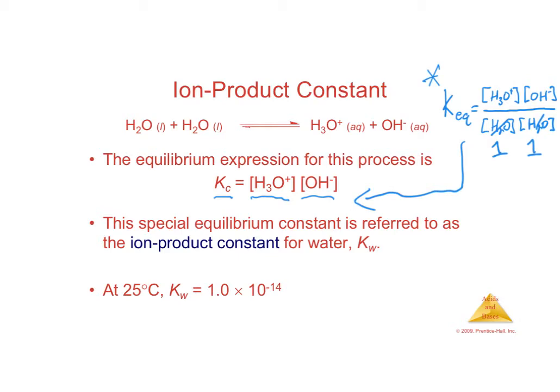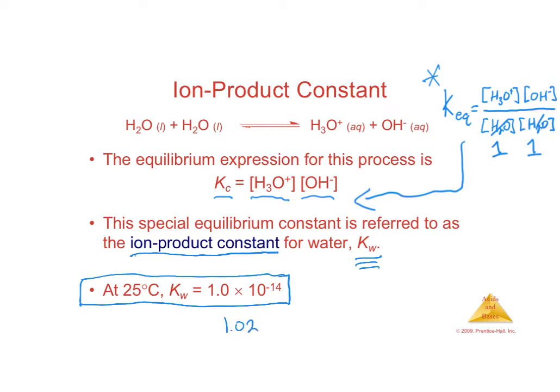And this equilibrium constant, the K for this, gets another special designation, Kw, which we refer to as the ion product constant, or the equilibrium constant for the autoionization of water. Now at 25 degrees Celsius, we know that this Kw is 1.0 times 10 to the minus 14. If you want to be a little more specific, it's 1.02 times 10 to the minus 14. But for now, we'll just consider it 1.0.